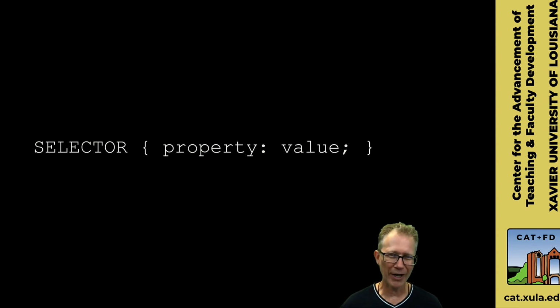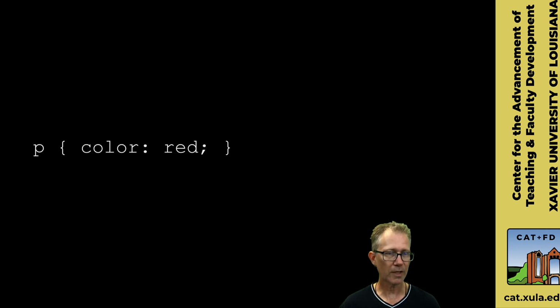If you only have one style rule, you can get away with no semicolon, but if you're going to have more than one, you need semicolons to separate them. And so it's probably a good habit to get into just putting a semicolon at the end of every style rule. So here we have an example.